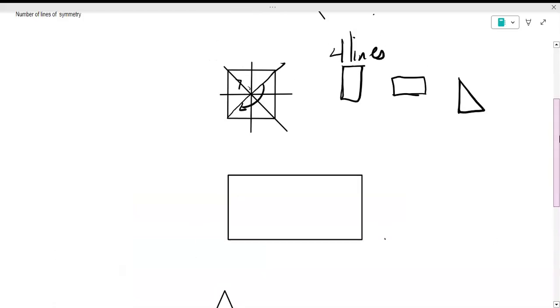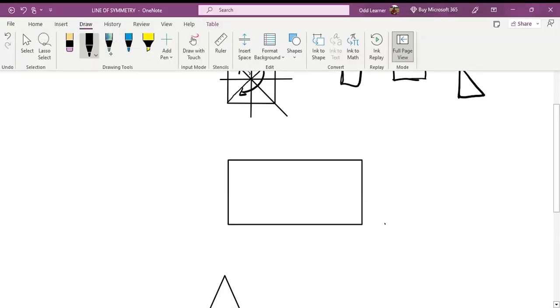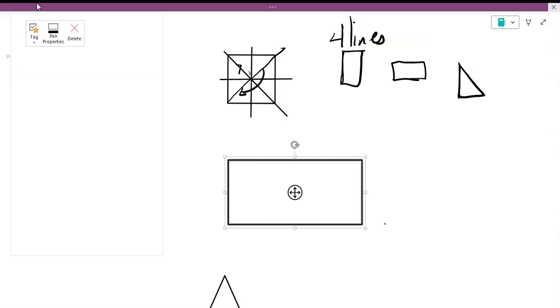Let's just look at the rectangle. Now, the rectangle has two lines of symmetry. But one would expect, okay, it's four-sided like a square, but why doesn't it have four like the square? So let's try to look at that. Okay, so look at our rectangle. We want to draw lines of symmetry.